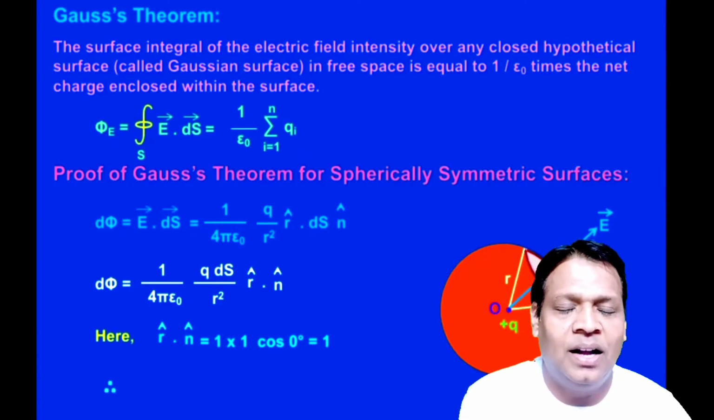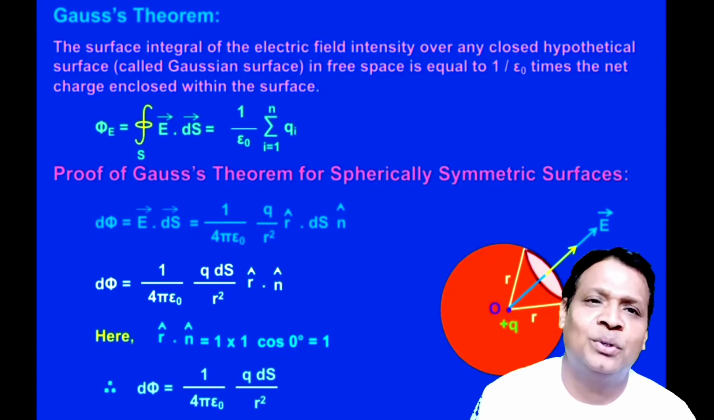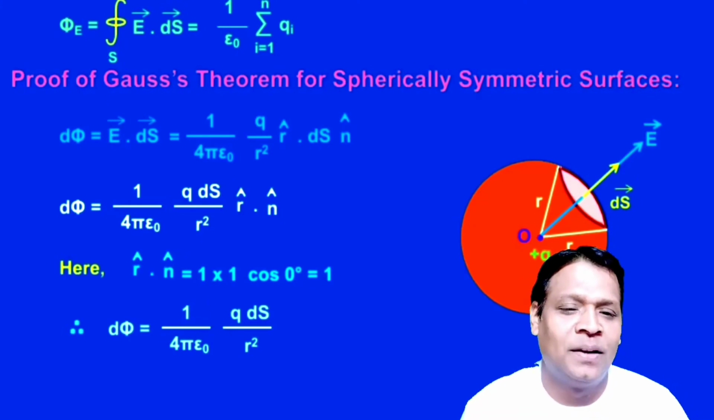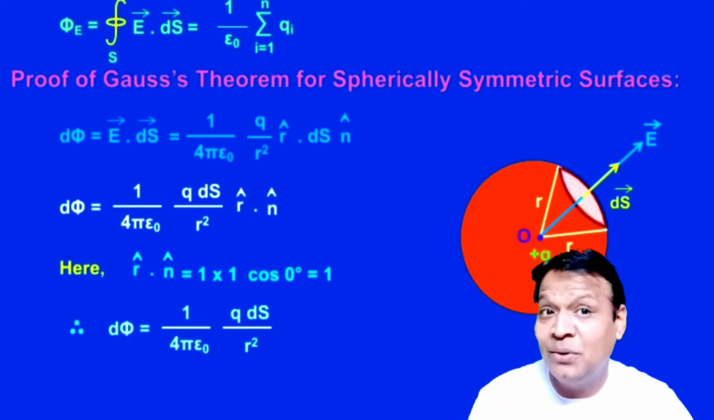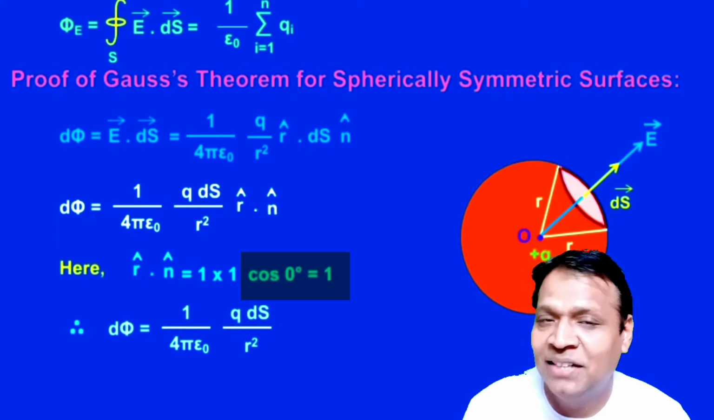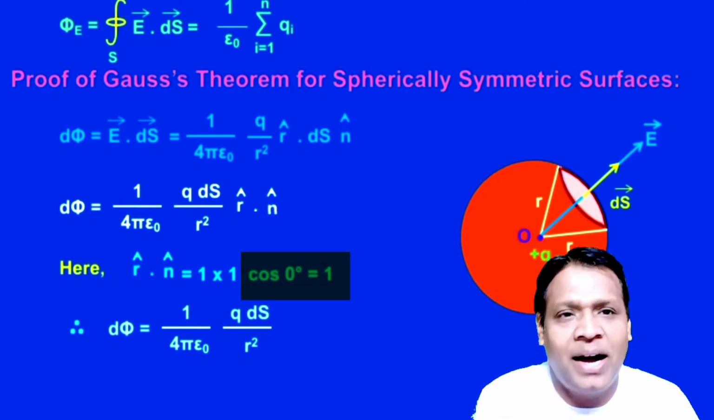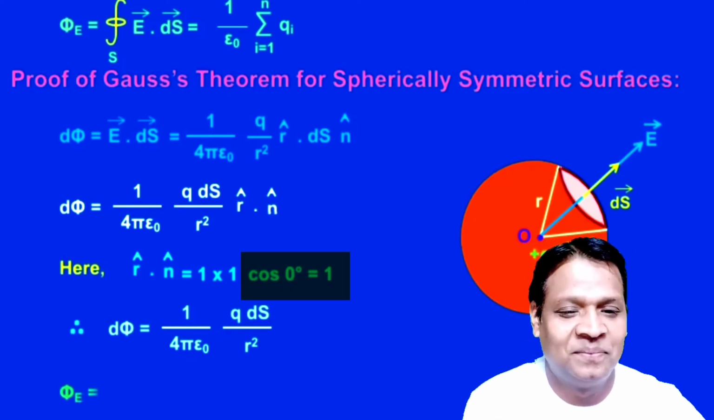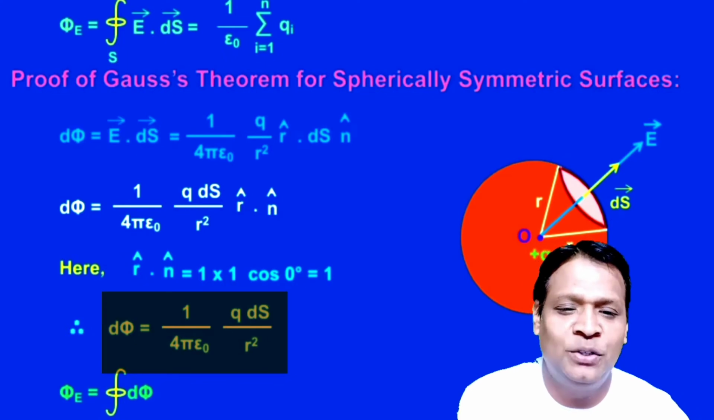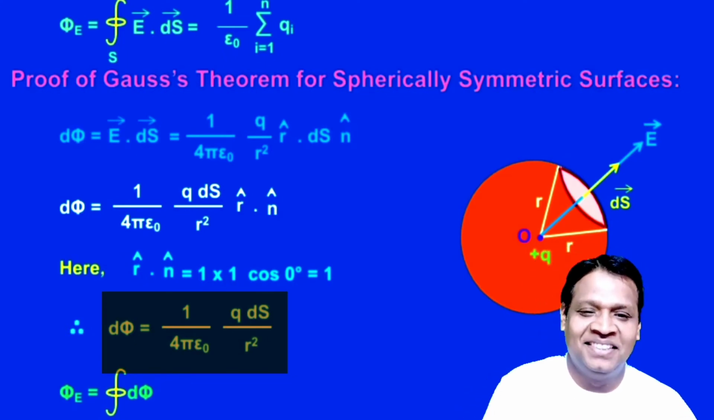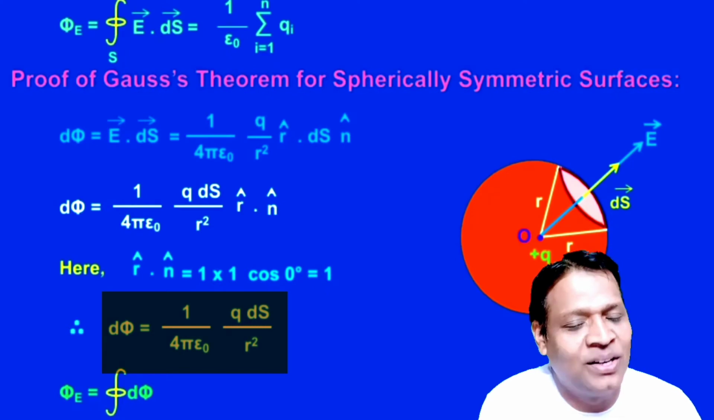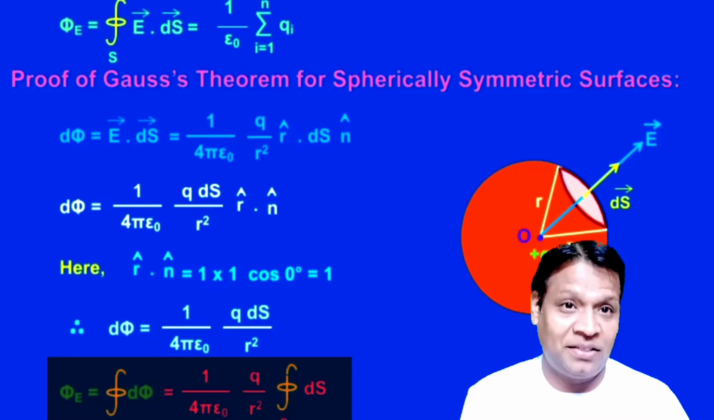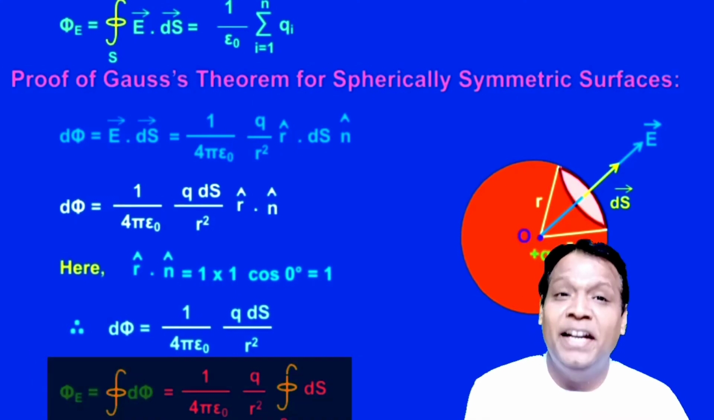Here r cap dot n cap is equal to 1 because the magnitude of r cap is 1 and n cap is 1, and the angle between these two is 0. So cos 0 gives you 1. So overall r cap dot n cap will be equal to 1. Therefore we can write d phi is equal to 1 upon 4 pi epsilon naught q ds upon r square. Now we are looking for the total flux, so we have to integrate it.